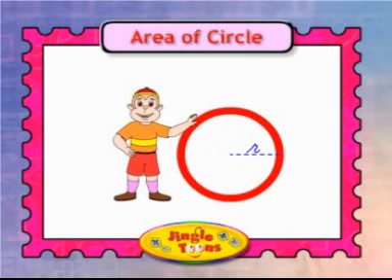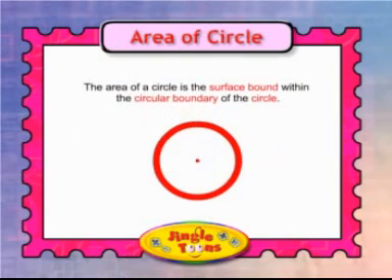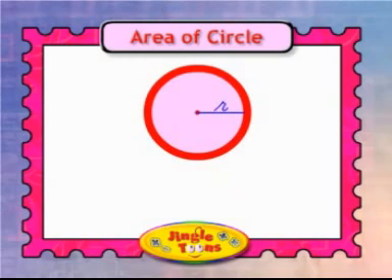Area of circle. The area of a circle is the surface bound within the circular boundary of the circle. To find out the area of the circle, we need to know the radius of the circle. So, the formula to calculate the area of the circle with radius r is area is equal to pi multiplied by r square.